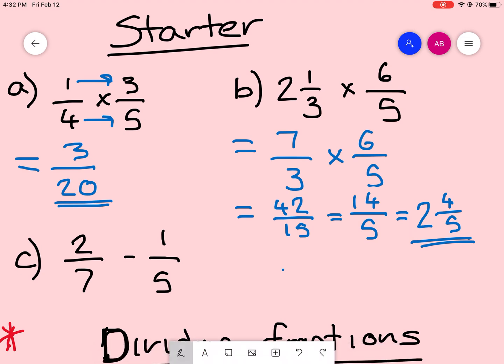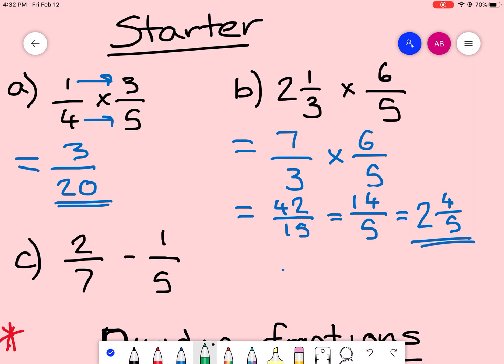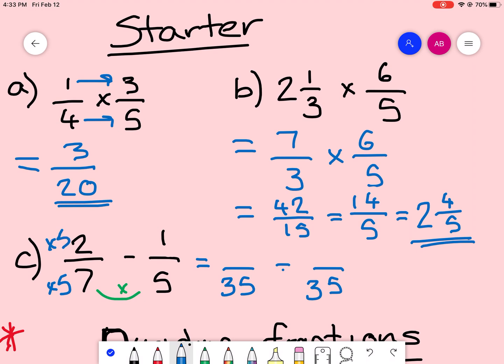Part C, and the starter here is looking at subtracting fractions. So we have to remember first to create a common denominator with these fractions. If we do that by multiplying the two denominators, we will get 35 as our common denominator. Times the first fraction by 5, so that's then 10 over 35. The second fraction by 7 is 7 over 35.